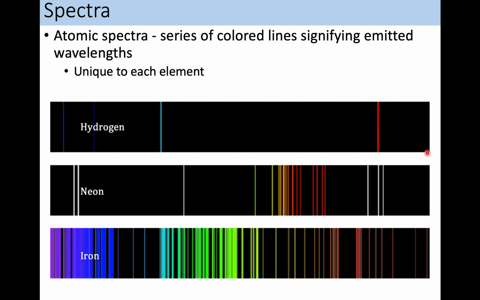So for example, if we see this signature here of one red, a light blue, and then a very faint dark blue and a purple, we know that we're looking at hydrogen being emitted. Here is the signature for neon. Neon is going to look very orangey red. Here is the signature for iron. So iron emits at many different wavelengths. So this we call the atomic spectra for hydrogen.